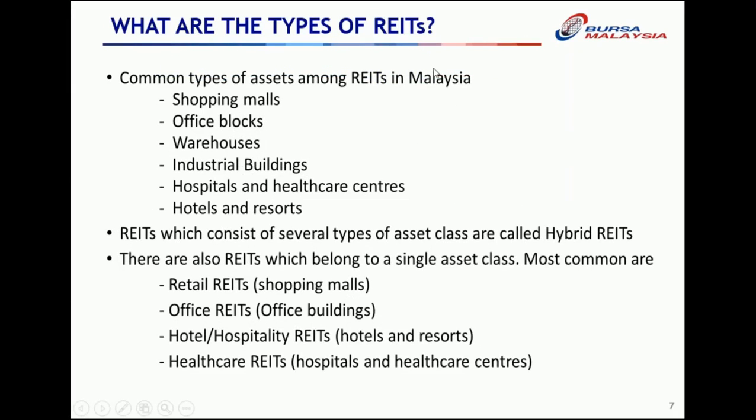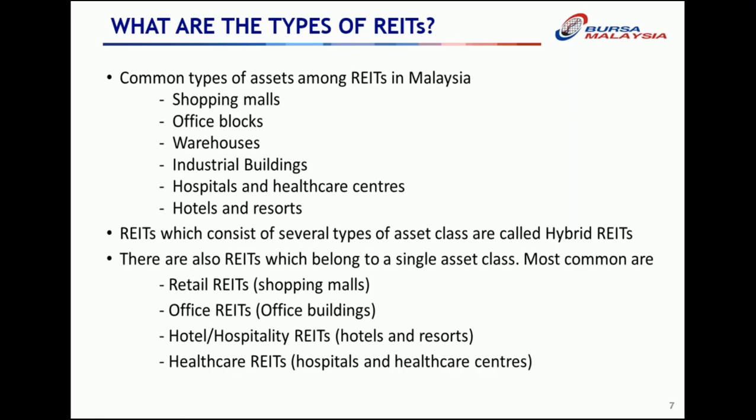So what are the types of REITs? Now there are several types of REITs in Malaysia. Predominantly, you have the shopping malls, office blocks, warehouses, industrial buildings, hospital and healthcare centers, hotels and resorts. REITs which consist of several types of asset class are often termed as hybrid REITs. They have no specific focus.